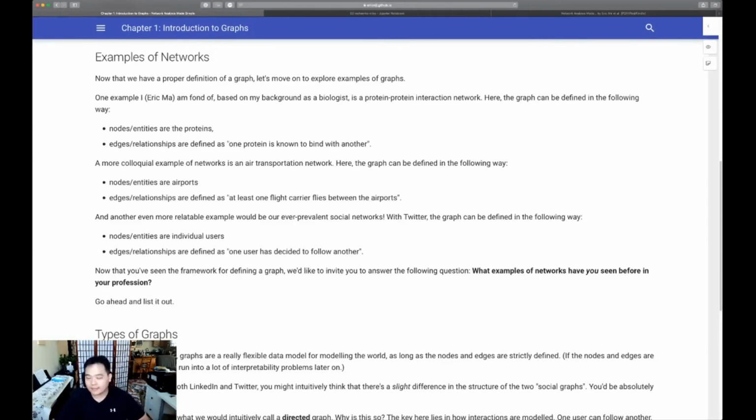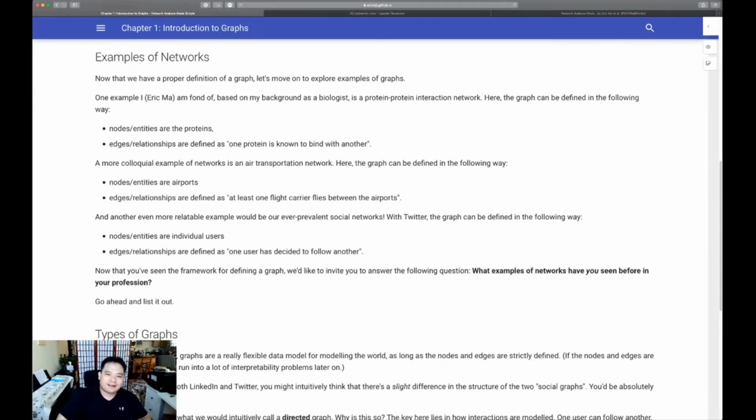And maybe one that we're now, Homo modernus, modern human beings, are very in tune with is the social network, right? So we've got a social network like Twitter. Individual users are the nodes. Relationships are where one user has decided to follow another.